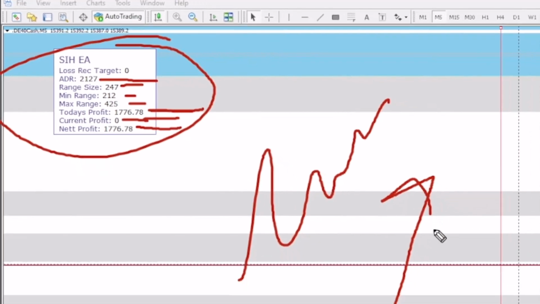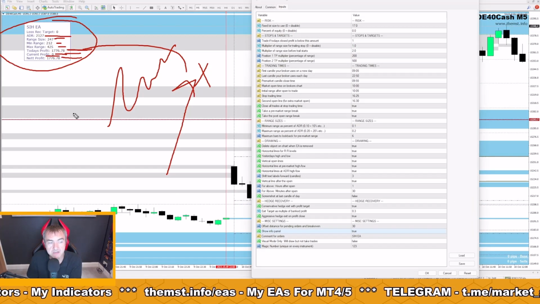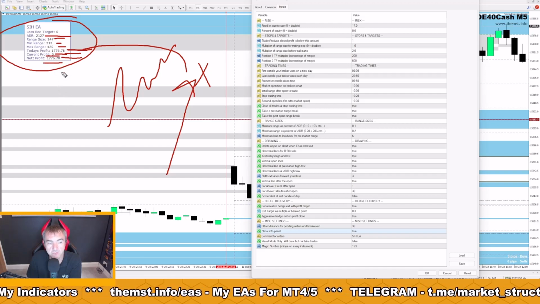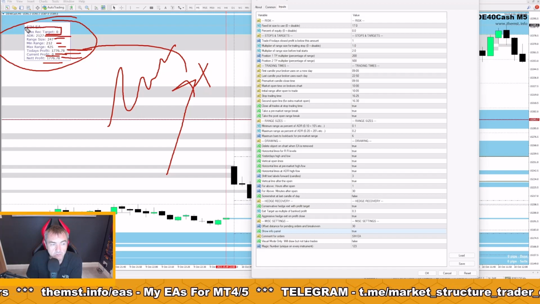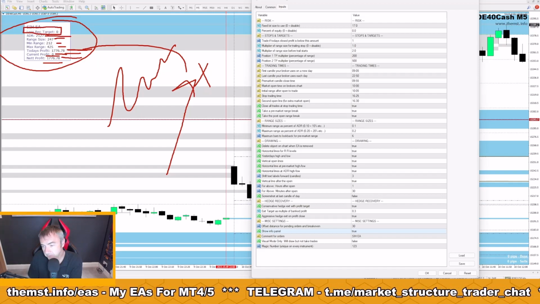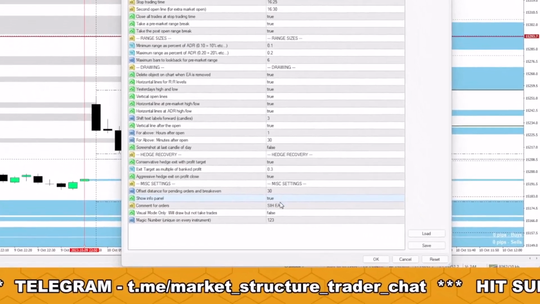So if you've pushed up, closed one position, that will be in today's profit. The remaining floating P&L will show in current profit. Your net profit will be the total of the two. And then you've got something at the top called a loss recovery target. Now, this setting is covered in here, so I'm going to cover that one in a sec.